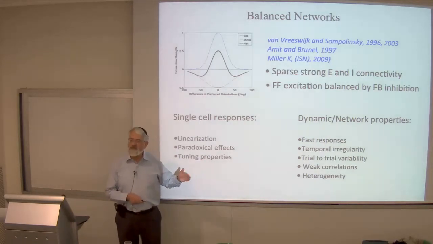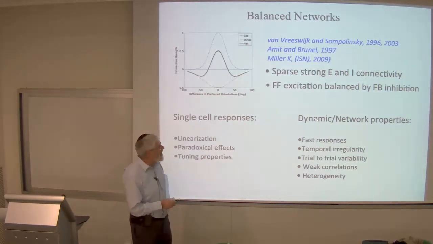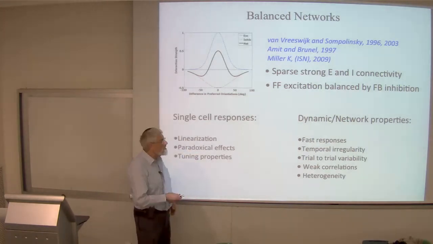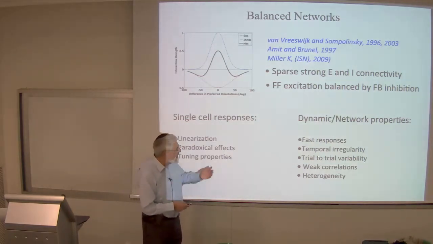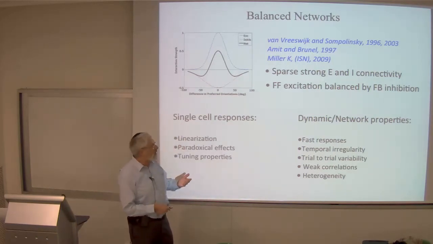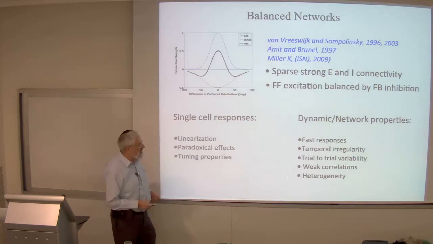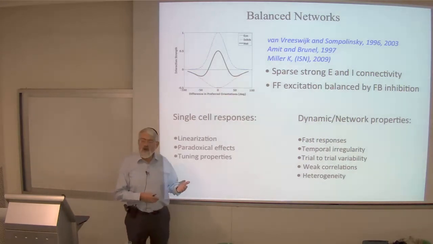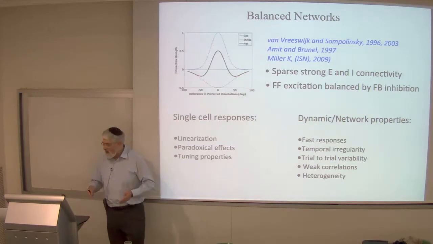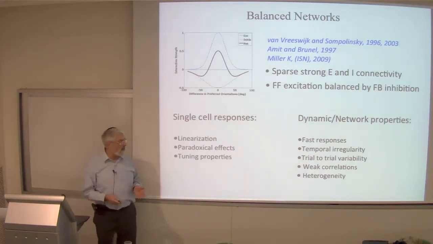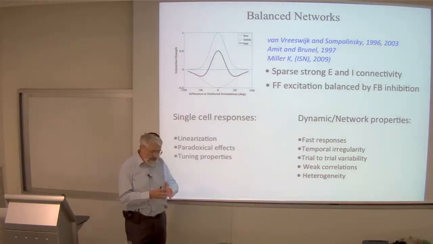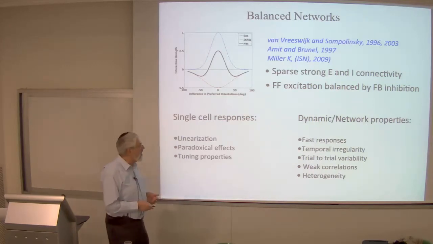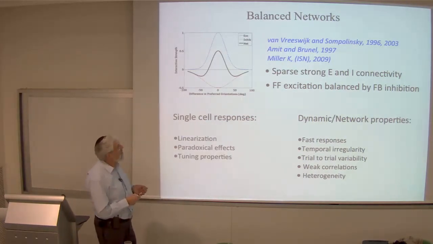unlike previous models, has the advantage that they sort of for the first time really make predictions not only of static responses, but also of the network properties and the dynamics of that. Fast responses, temporal irregularity, trial-to-trial variability, weak correlation, so the state is asynchronous state, and also the origin of heterogeneity, why there is a diversity of neurons with different mean firing rates and many other properties. So there is a whole range of properties of the ensemble of neurons, of the population of neurons in V1, which are explained by this very simple model.